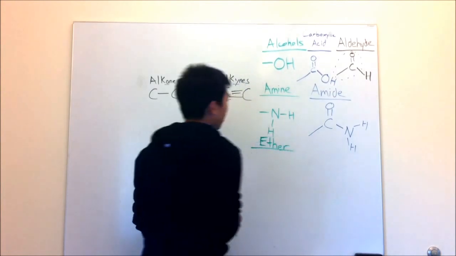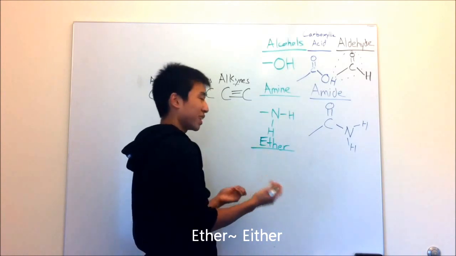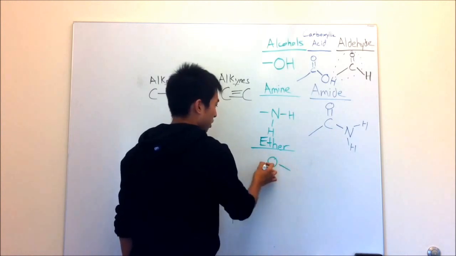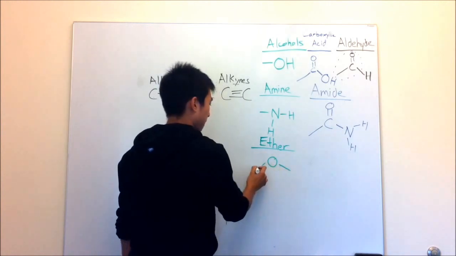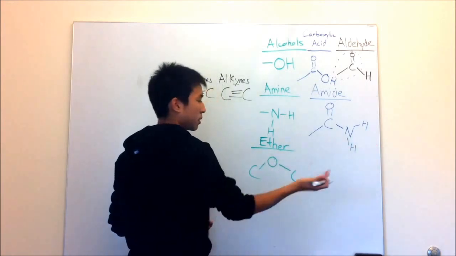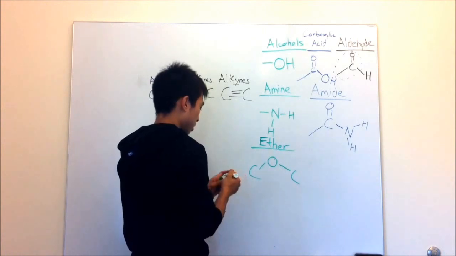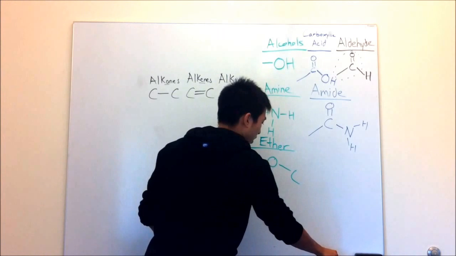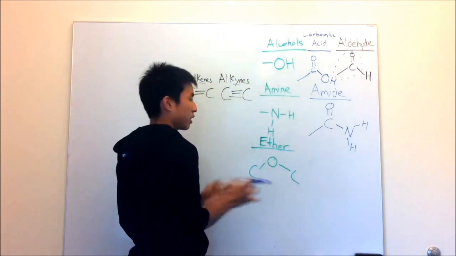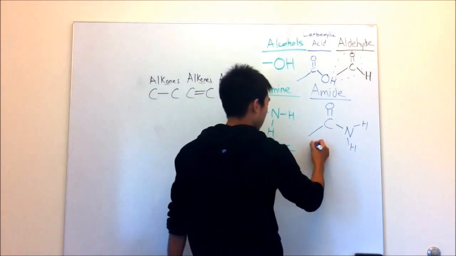So for ether, when you think of ether, I think of the word either. And the structure is basically an oxygen with carbons on either side. Both of these carbons are just the carbon chain. It can change depending on different ethers, so you don't have to worry about that. So this is the ether, and then this is going to be an ester.